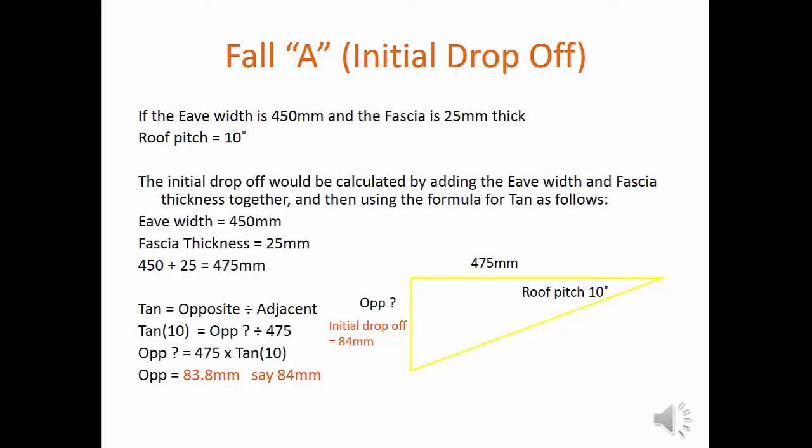But because opposite is the unknown, we need to convert the formula so that the opposite equals the adjacent multiplied by tan. So now we have 475 multiplied by tan 10 degrees. And opposite equals 83.8. We would round up to, say, 84 millimeters. The initial drop-off is 84 millimeters.